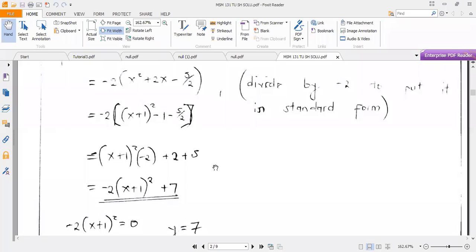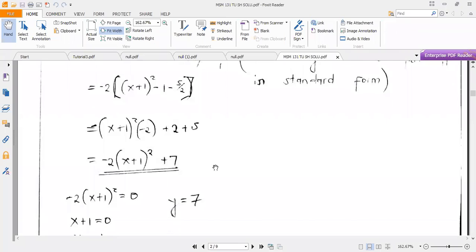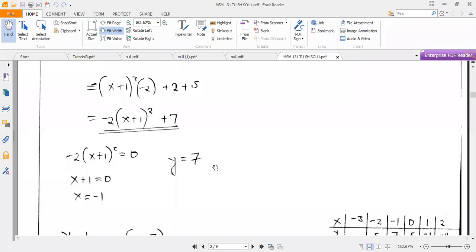So at that point, you have -2, open brackets, x plus 1 squared. Then 2 plus 5 is equal to 7. So it will be -2 times x plus 1 squared plus 7. So automatically, your y is equal to 7. Then you have -2 times x plus 1 squared equal to 0. If you divide by -2, you remain with x plus 1 squared equal to 0. And if you introduce the square root on both sides, you remain with x plus 1 equal to 0. And thus, x is equal to -1.